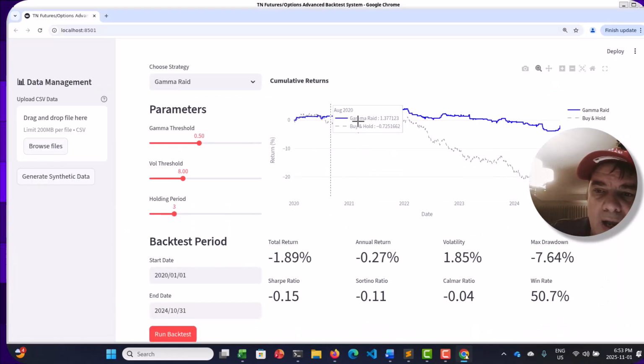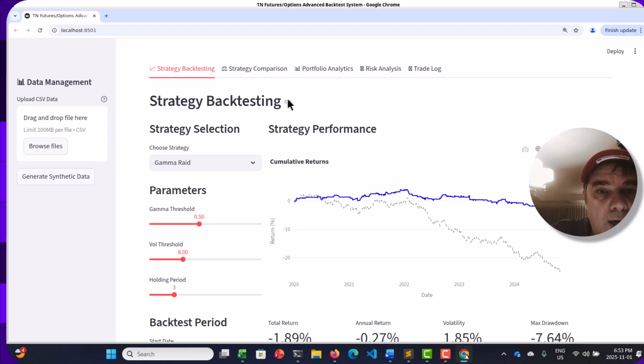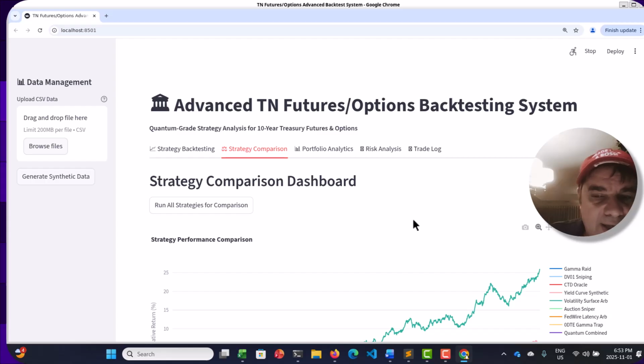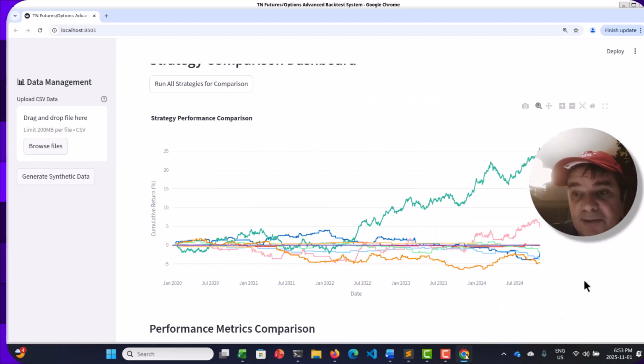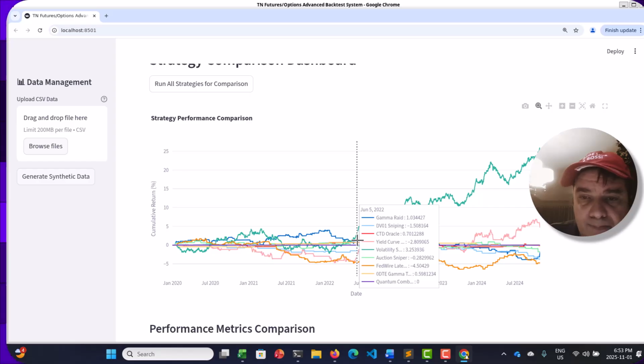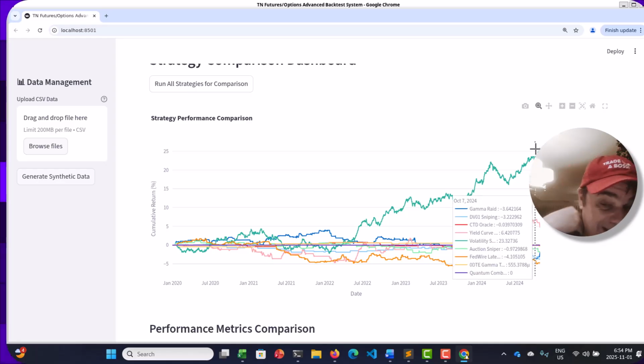So here we have a buy and hold. Obviously, that's somewhat true. But you can see here the gamma ray didn't do all that great. Okay, so let's take a look at the strategy comparison to see how this did. This is kind of trying to be as close as possible. So here's the interesting thing. We have something called the gamma ray strategy. That one did well. So that would have given you 20%. Well, actually, that would have started taking off since 2022. That would have given you a nice 20% in Treasury.